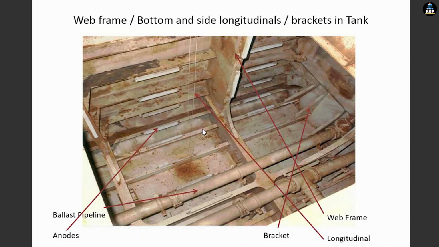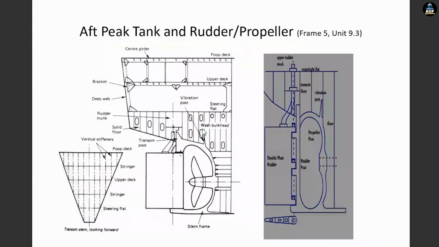So this is a real example or real picture of a ship's double bottom tank in which you can see the anodes, because we will store the salt water or we will take the salt water ballasting. That's why anodes is required. Ballast pipeline is given, brackets are given, web frames are given and longitudinals are given.